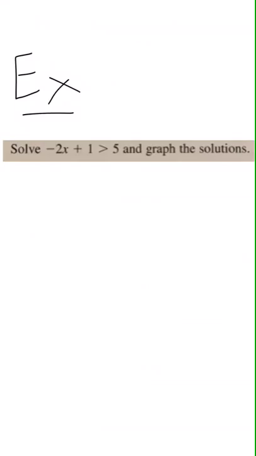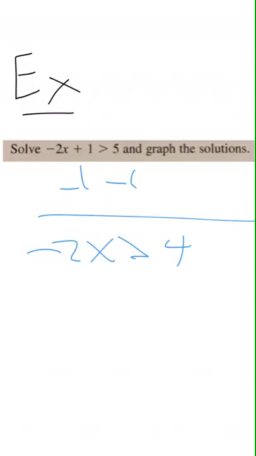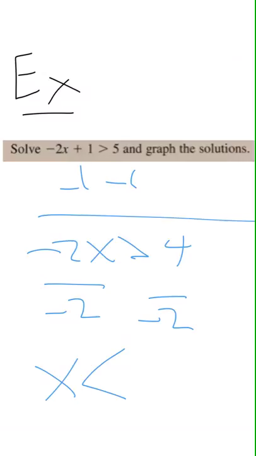Alright, here's another example. It says solve negative 2x plus 1 is greater than 5 and graph the solutions. So if you start by subtracting 1, you'd have negative 2x is greater than 4. So if you divide by negative 2, you'd flip the inequality, so x is less than negative 2. You flip the inequality symbol since you're dividing by a negative.